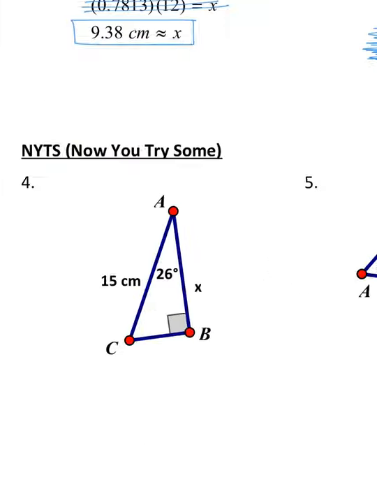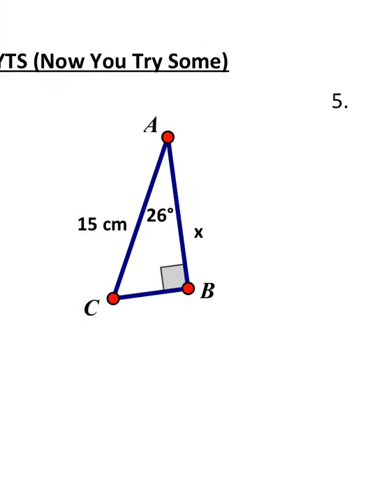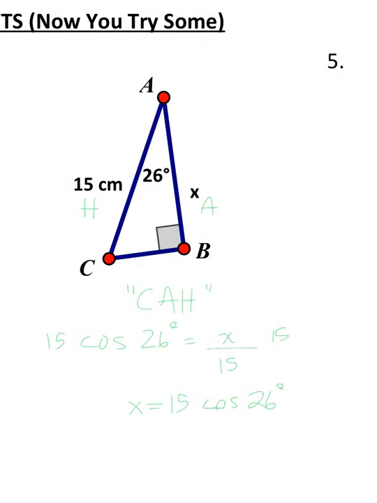Looking at the first example, I have 26 as my reference angle. In reference to 26, x is my adjacent side, and 15 is my hypotenuse, so that's going to be cosine. So cosine of the given angle, 26 degrees, is equal to the adjacent side x over the hypotenuse. From here, I'd multiply both sides by 15, and you'll plug it into your calculator as 15 times cosine of 26 degrees, or cosine 26 times 15. And you should get that x is approximately, if we round to 2 decimals, 13.48 centimeters.